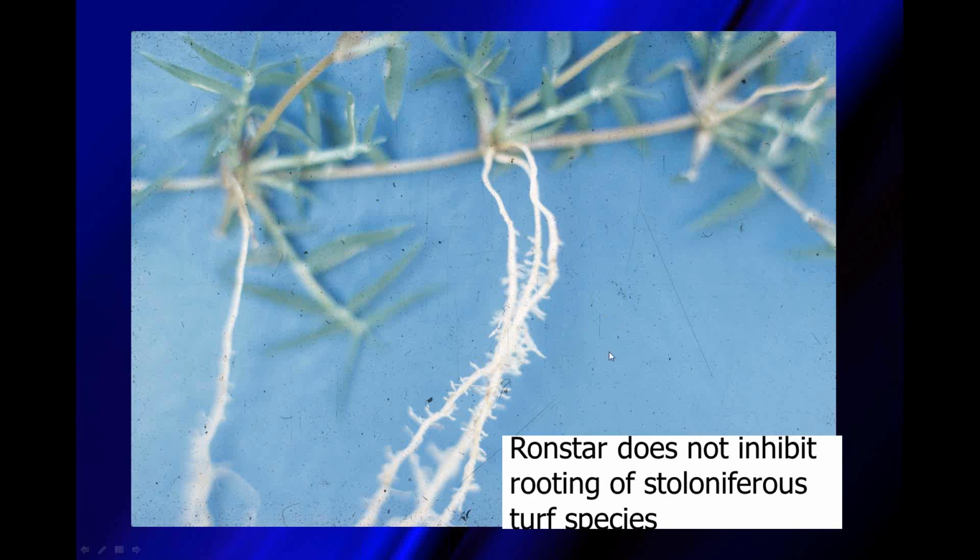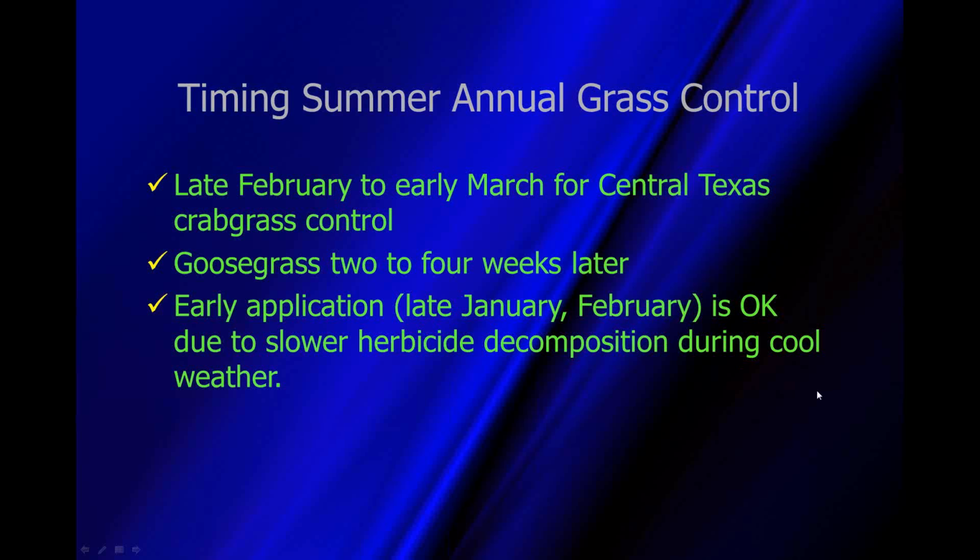And if that's the case, there is an alternative called Ronstar, which affects shoot growth in the seedling plants. It keeps those weeds from emerging. So in a stoloniferous plant, since it doesn't affect root growth, you can get by with that. So Ronstar, or the active ingredient in Ronstar, is called oxadiazon, so that's a good alternative there.